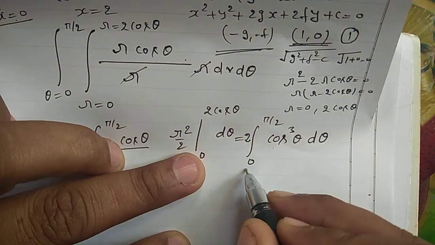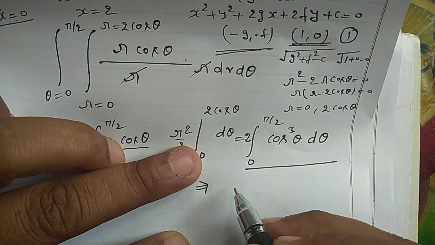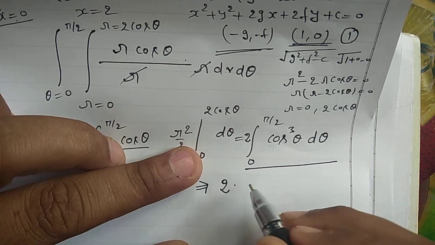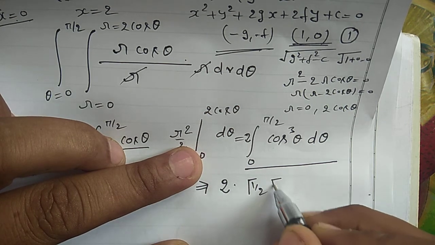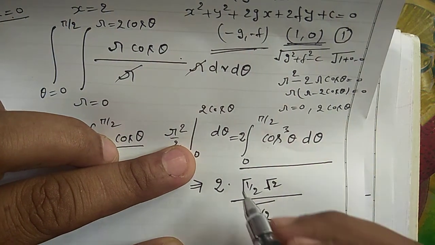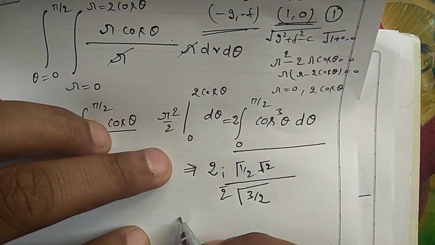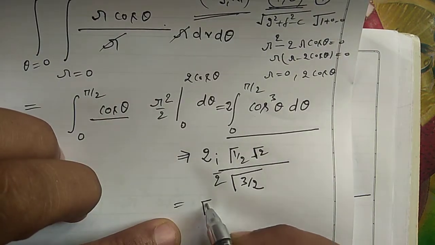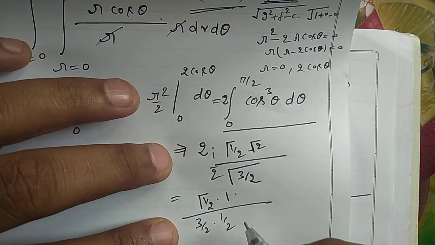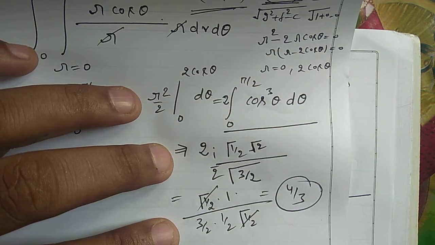Now again this integral can be done using the reduction formula. The link of this video will be given in the description box, you can check. So the answer will be 2 into gamma half gamma 2 divided by gamma 3 by 2 into 1 by 2. If you simplify, we get gamma half, and this is 1, and this is 3 by 2, 1 by 2, and gamma 1 by 2, so 4 by 3. So 4 by 3 is the answer.